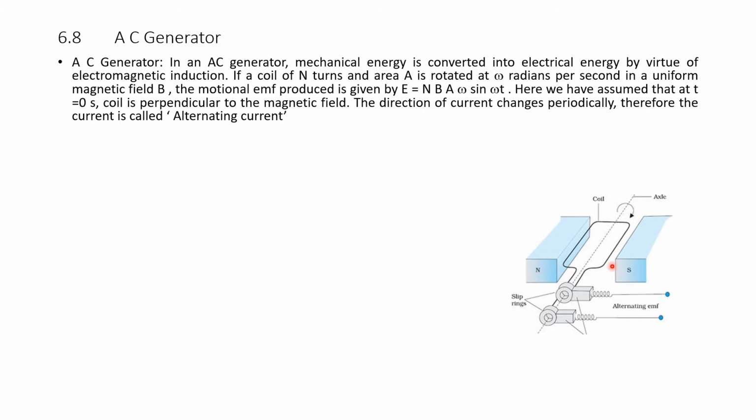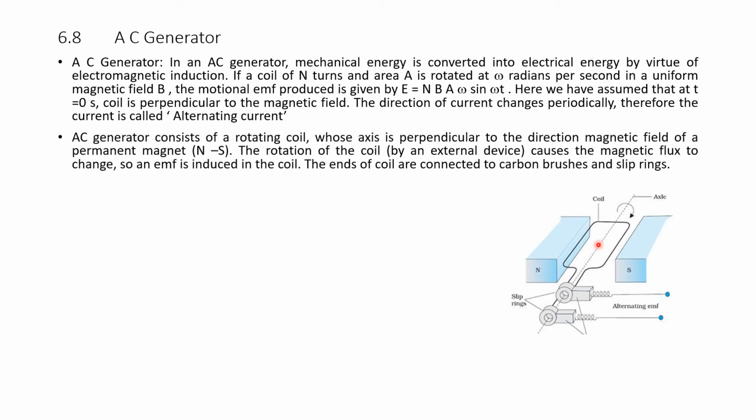The motional EMF produced is given by E is equal to NBA omega sin omega t, as we derived earlier. Here we have assumed that at t equal to 0 seconds, the coil is perpendicular to the magnetic field. This is the direction of the magnetic field, and the coil is perpendicular to it. The direction of the current changes periodically due to the motion of the coil. Therefore, the current is called alternating current.